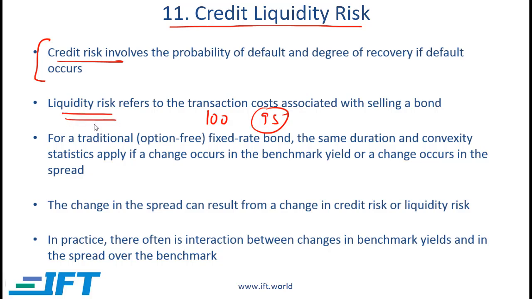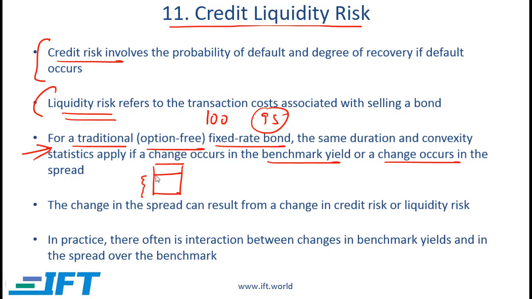These are just definitions. Now the key point for this section: for a traditional or option-free fixed rate bond, the same duration and convexity statistics apply if a change occurs in the benchmark yield or a change occurs in the spread. Here we connect back with something that we saw in the previous reading. The total YTM of a corporate bond has two components. There is the benchmark yield. Let's say that we are talking about a 5-year bond with YTM equal to 6%.